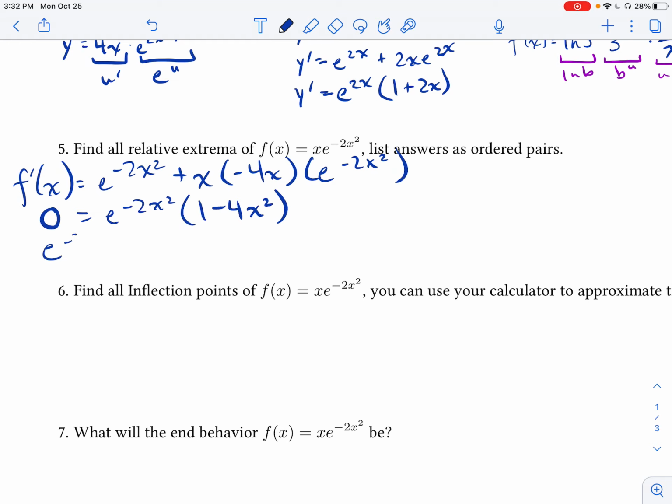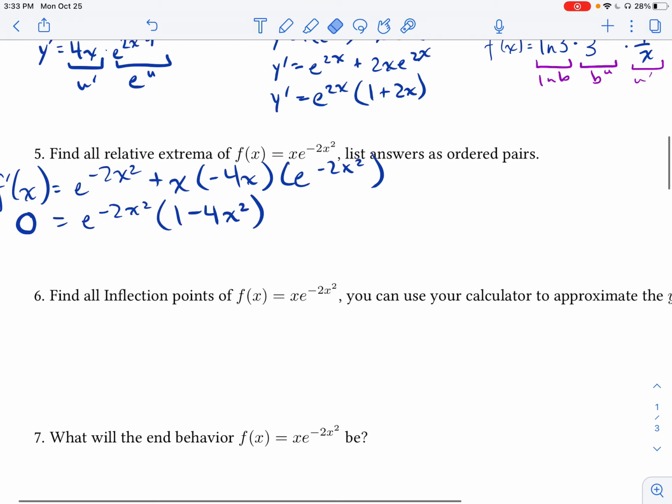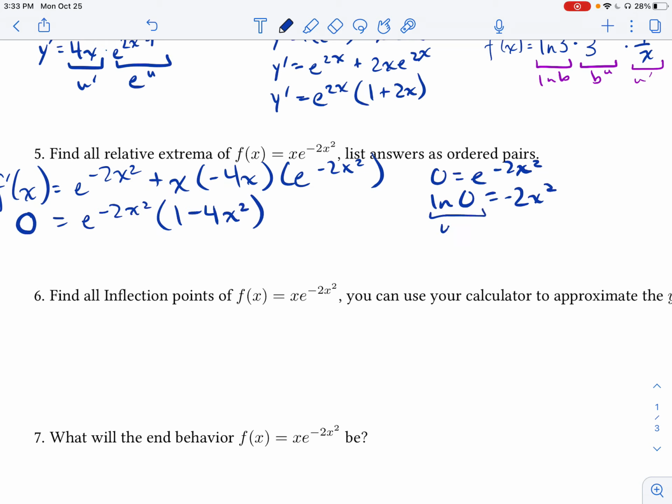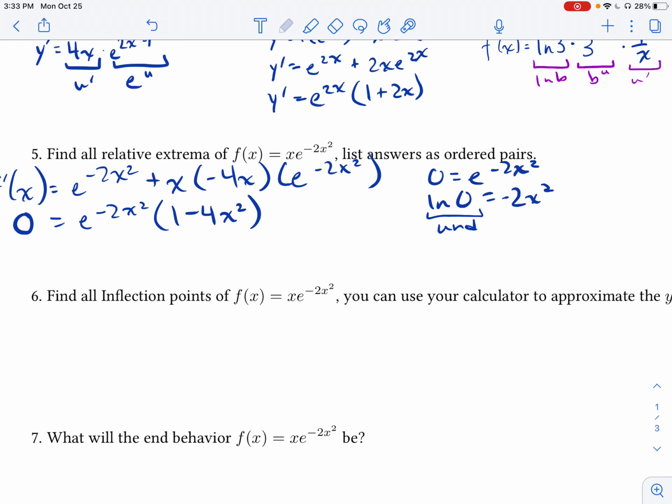And I can set e to the negative 2x squared equal to 0, which I could rewrite. Let me actually do this somewhere else, just so I have enough space. Let me do this over here. If I set 0 equal to e to the negative 2x squared, this is equivalent to saying the natural log of 0 is equal to negative 2x squared. And this is undefined. There's nothing else that we can really do here, so we don't really have to worry about this providing any zeros. What about setting 1 minus 4x squared equal to 0? Well, this just cleans up to x is equal to plus or minus 1/2.